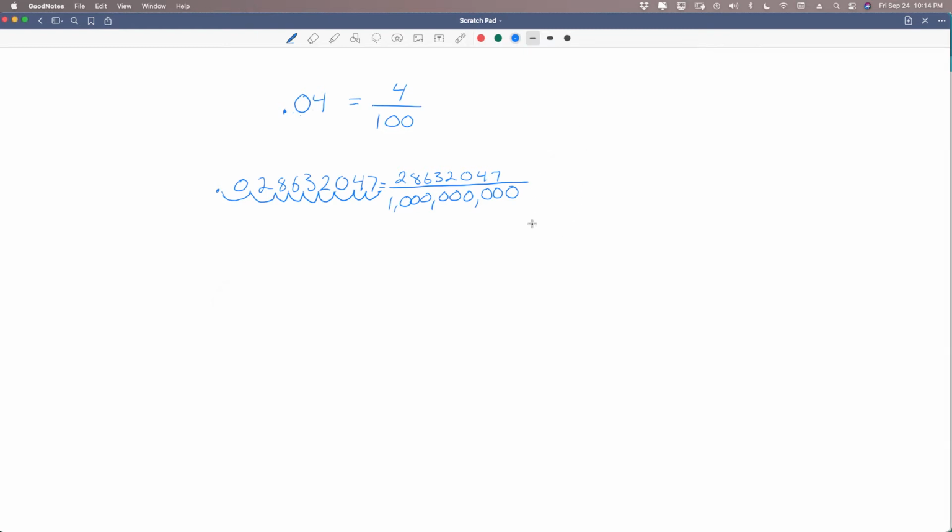We could practice a few more. If we had 0.2, that would equal 2 over 10, because we only have one decimal place, right? If we had 0.403, that would equal 403 over 1, 2, 3 zeros. So that is a really easy way to transfer a decimal into a fraction.